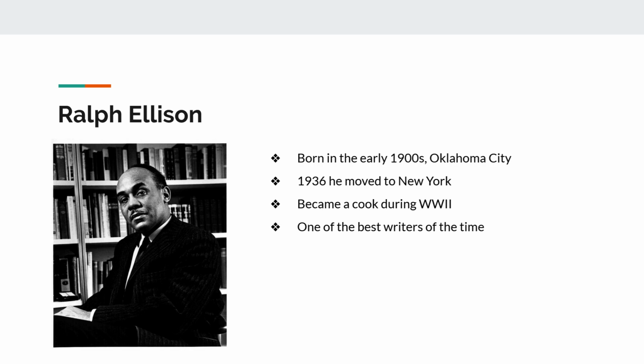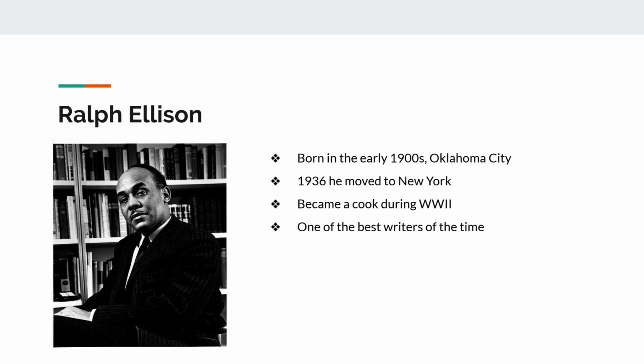While this might seem like a step in the wrong direction, it was actually good for him because he met up with a writer named Richard Wright and began writing essays and short films. Ellison also spent a brief amount of time as a cook during World War II. This was about the time that his first novel, The Invisible Man, came into reality.